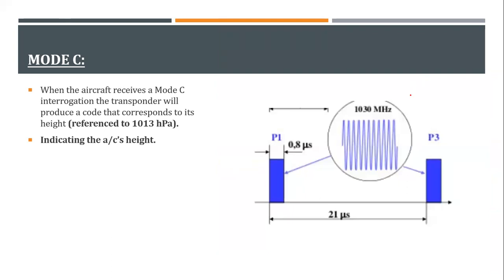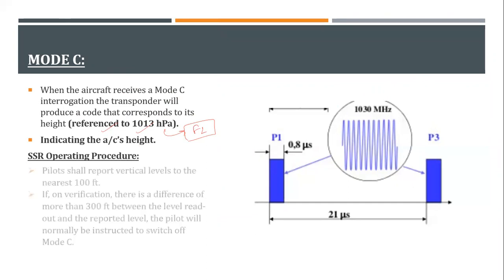Then we have mode C. As I told you, mode C is used to read the altitude. When the aircraft receives a mode C interrogation, the transponder will produce a code that corresponds to its height, referenced to 1013 hectopascal. If you remember this, it will give us the indication of flight level.